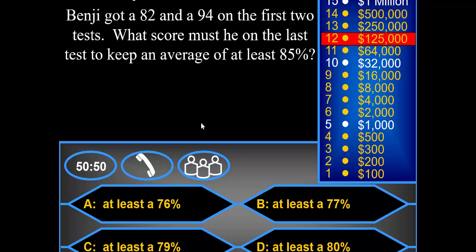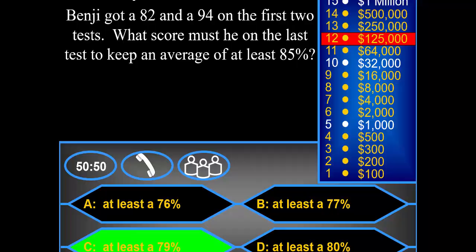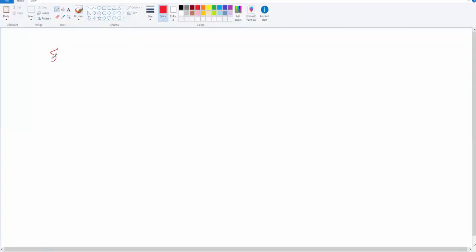Time's up. Let's take a look. There's one of these on our celebration of knowledge, and you should have gotten 79. We know that he got an 82 on the first test and then a 94 on the next one, but there's one more test he has to take. So we don't know what that is.